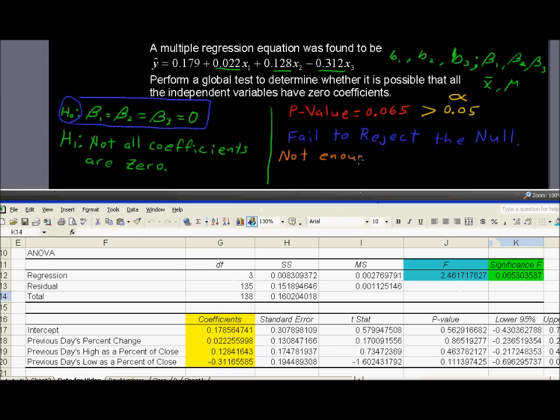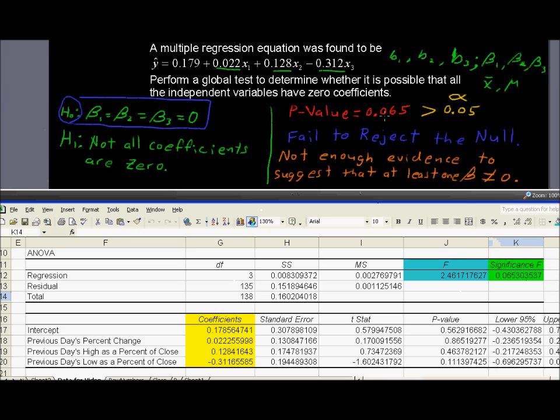Sounds like a lot of double negatives there, but that's the way we write it, the way we say it in statistics. Not enough evidence to suggest that at least one beta is not equal to 0, so that it does hold some weight.